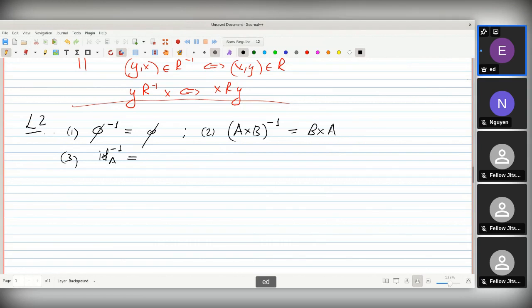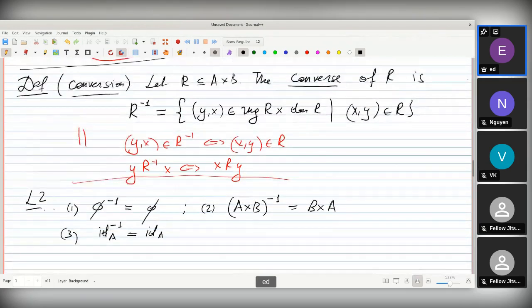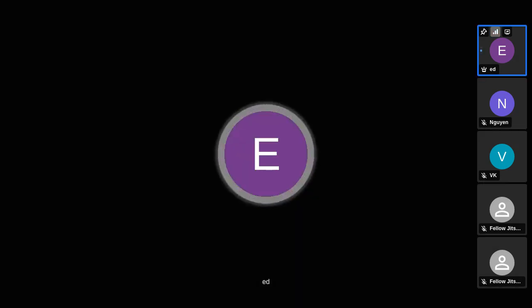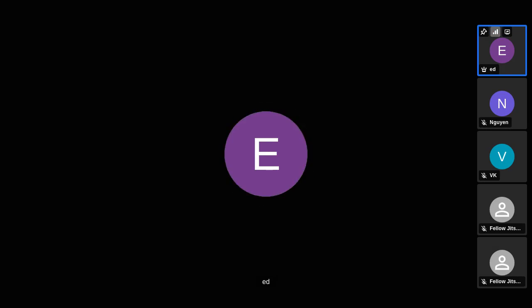So what is the converse of the identity relation? Clearly, it is the identity relation itself. The pair yx belongs to this identity relation if and only if xy belongs to the identity relation, that is, if and only if x equals y. Of course, x belongs to A.